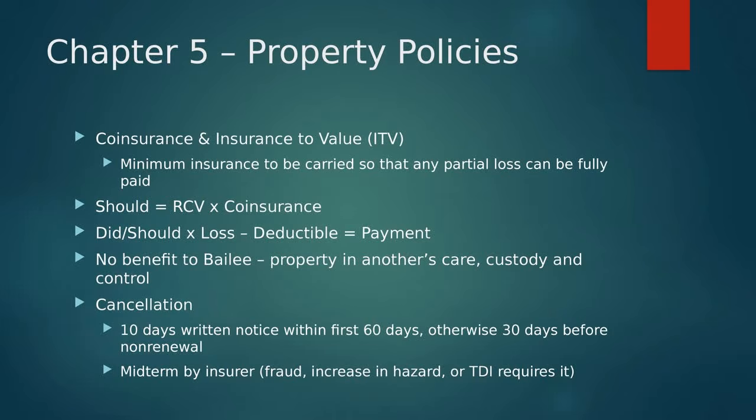You would take the $250,000 times the 80%, which comes out to $200,000. And clearly the $100,000 is not equal to $200,000, it's much less, and therefore you would apply the formula. So $100,000 divided by $200,000, the did and the should, multiplied by the loss of $120,000, minus the $1,000 deductible. In this case, $59,000 is what it comes out to, and that's answer C.